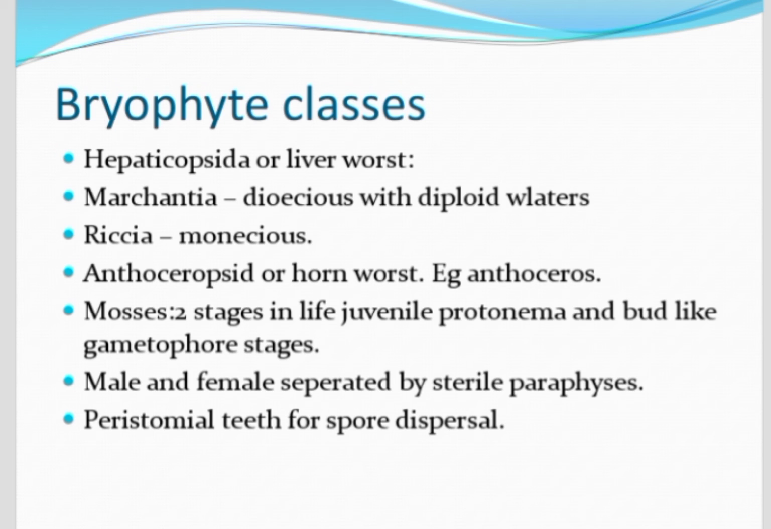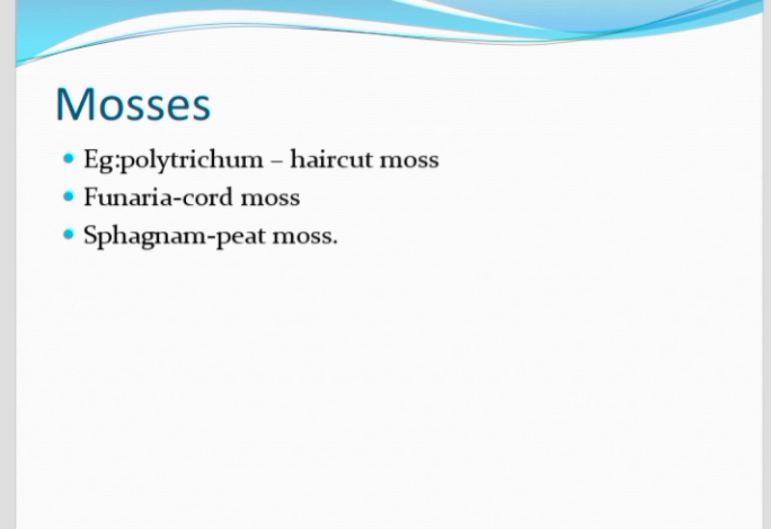Here two stages are present in its life cycle. First the juvenile one is the protonema, and the bud-like gametophore stage later develops into the gametophytic body. Male and female organs are separated by the paraphyses, which are sterile. Peristomial teeth are present for spore dispersal. A few examples of mosses: Polytrichum, haircap moss; Funaria, cord moss; Sphagnum, peat moss, which is used as a fuel and packing material.